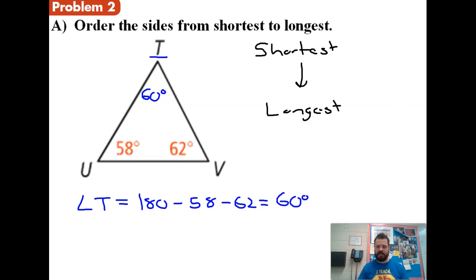And it's the same idea. My biggest side is going to be across from my biggest angle. Okay, 62 is the greatest angle here, angle V. Therefore, side TU will be the biggest one. And whoops, pay attention, I want to go shortest to longest, so we'll put that at the bottom here.